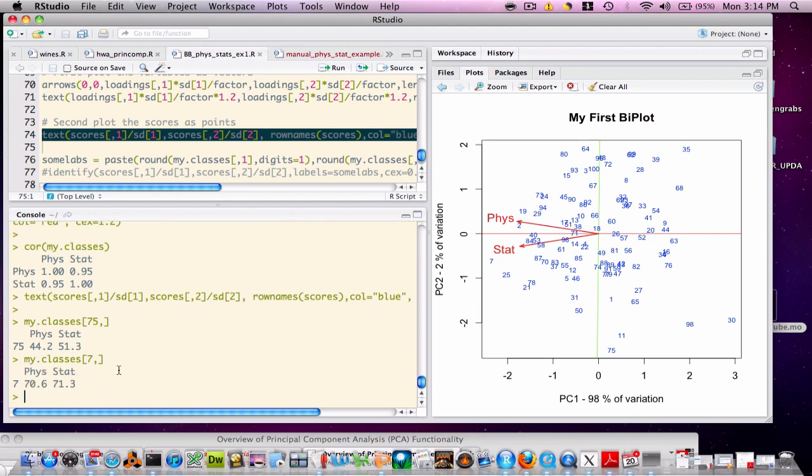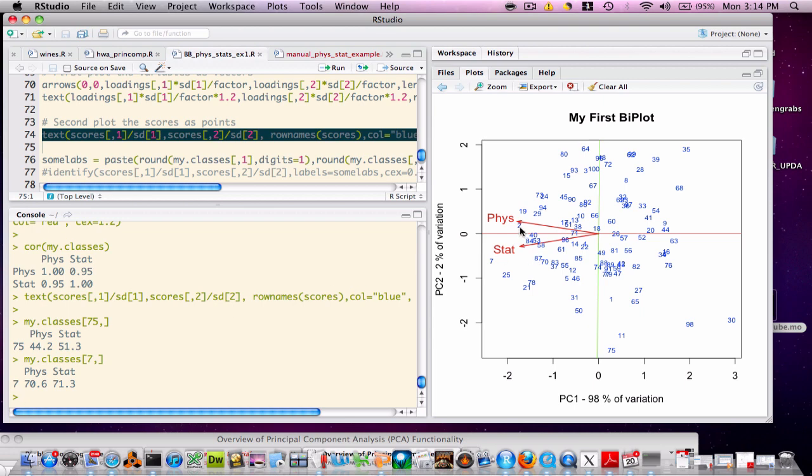What we'll see is that the student made 70 in physics and 71 in statistics. Now I'm assuming this is the 0 to 100 grading scale. There might be a curve here, I'm not sure. That's kind of a C, I think. But if we see that 7 is here, it's closer to statistics than it is to physics, which shows us that the physics score is slightly less.